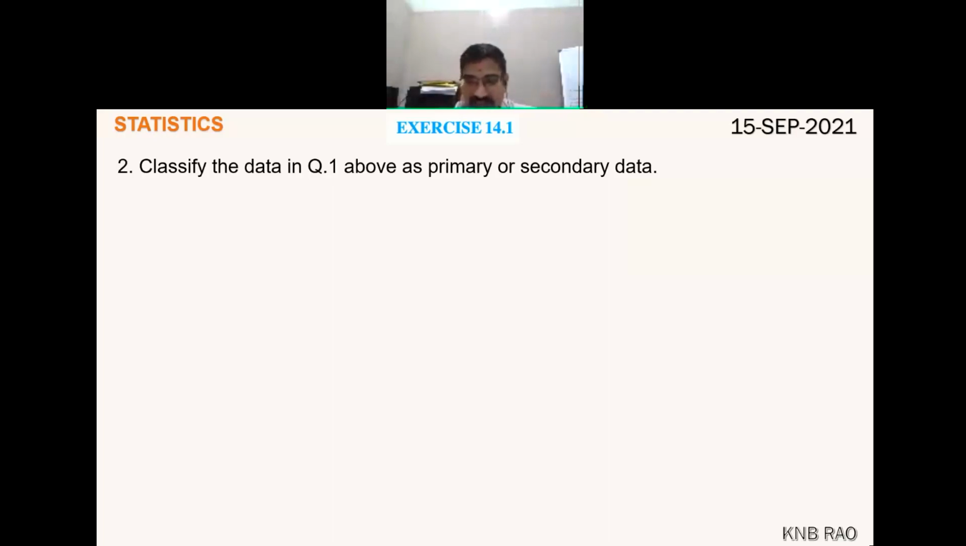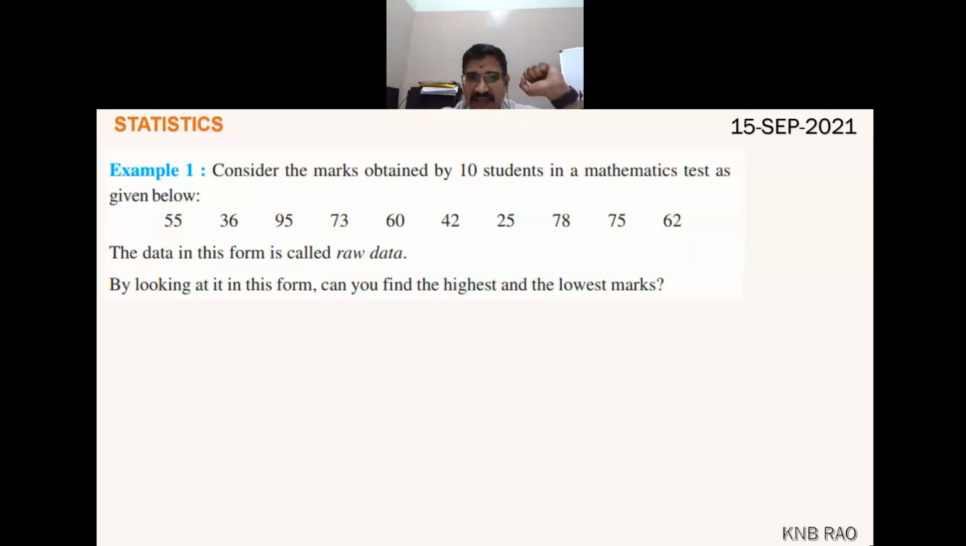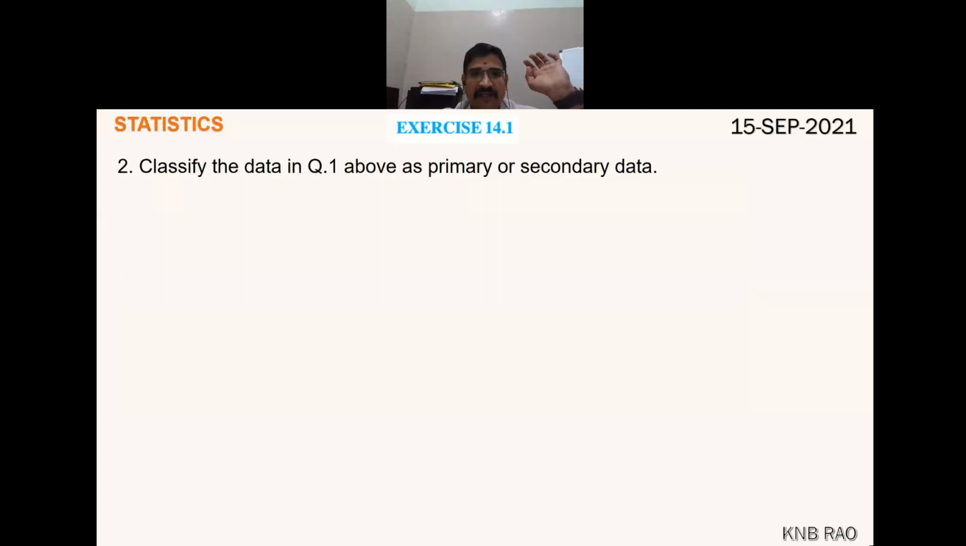If you are using a tracker, how many kilocalories you burn, how many kilometers you have walked in a day, that past data, if you collect it from the mobile app, like that. Is it clear? Now, you have to decide which is primary, which is secondary. Next, example number 1. Watch this question, we have done it already, yesterday only. Classify the data in question number 1 above as primary and secondary, that you will be doing on your own, whichever 5 examples you have taken.